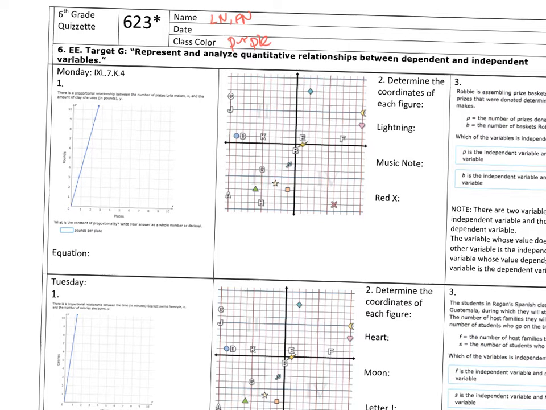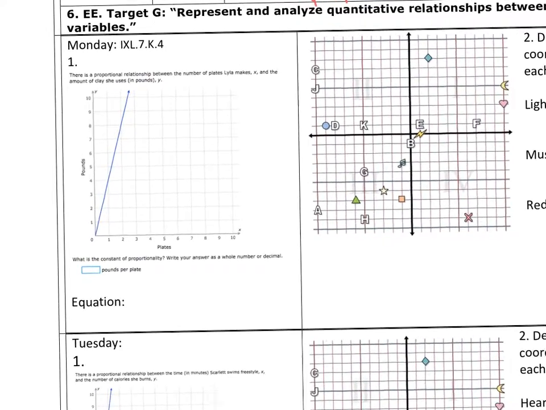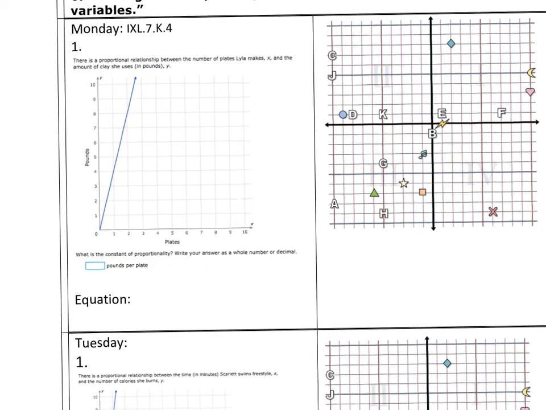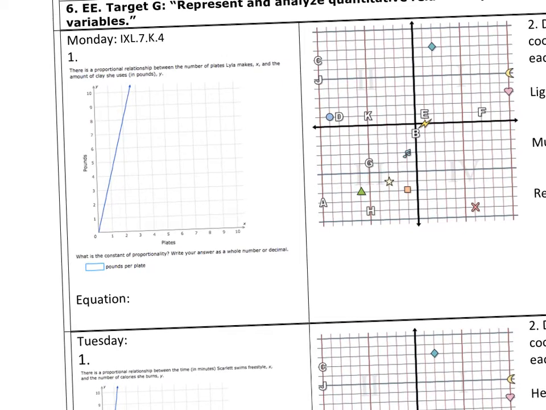All right, number 1 says, there is a proportional relationship between the number of plates Lila makes, x, and the amount of clay she uses in pounds, y. What is the constant of proportionality? Write your answer as a whole number or decimal. And then it has a blank and it says pounds per plate.